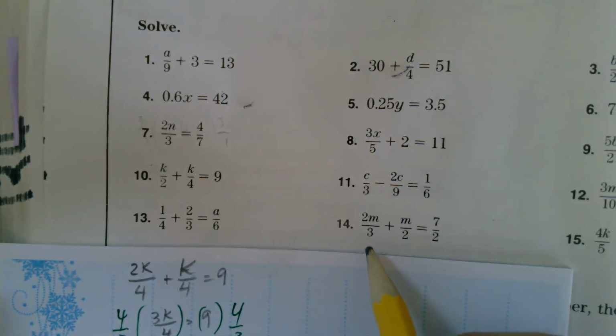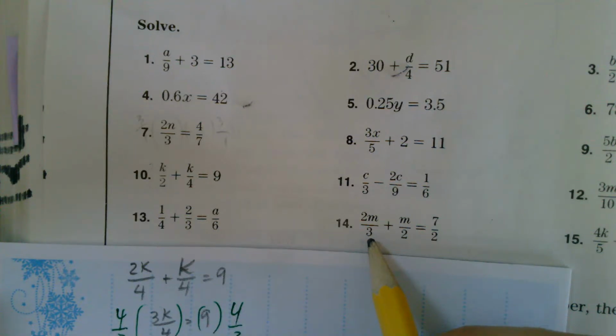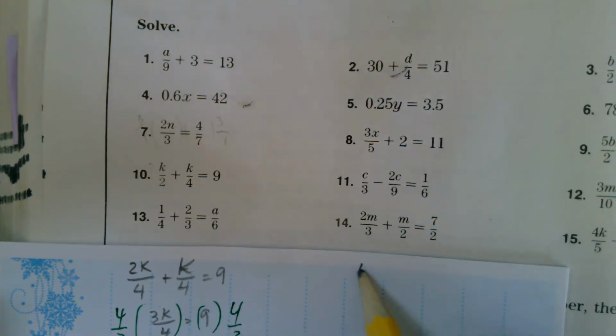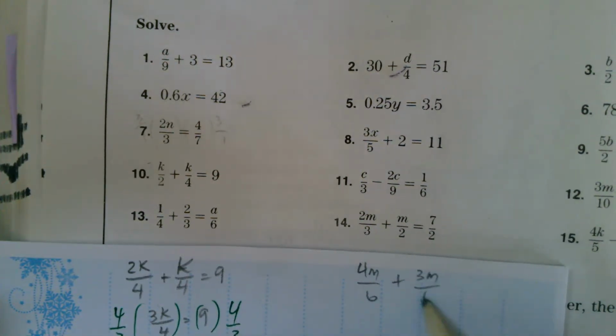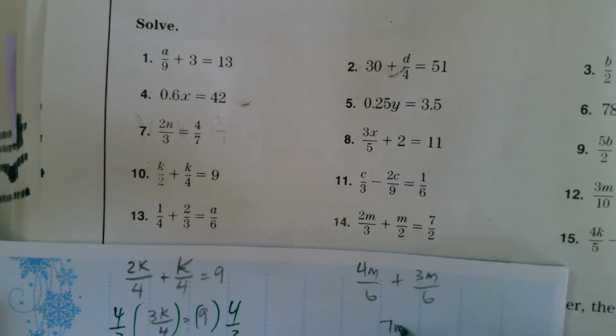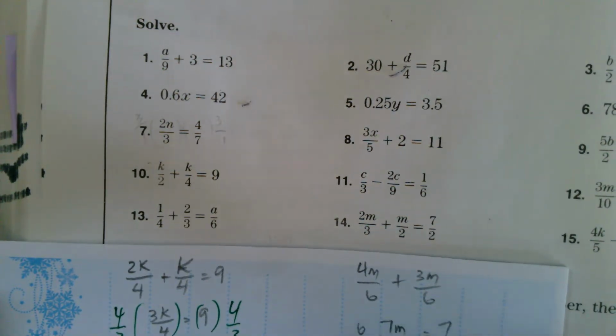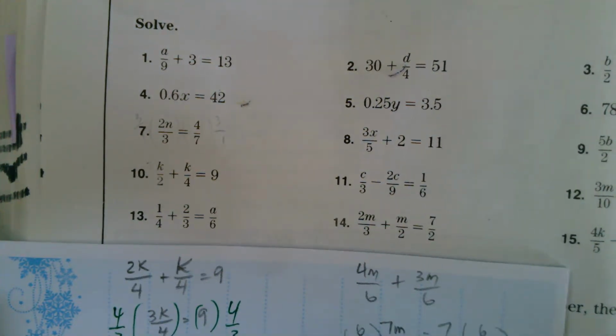Multiplied by the reciprocal. Let me catch up here. Did you get a common denominator? Yeah, 6. So you multiply, this is 4m over 6. I have 7m over 6. Oh, good. You did. 7m over 6. Good. And then I just multiply by the reciprocal on both sides. Good. Thank you.